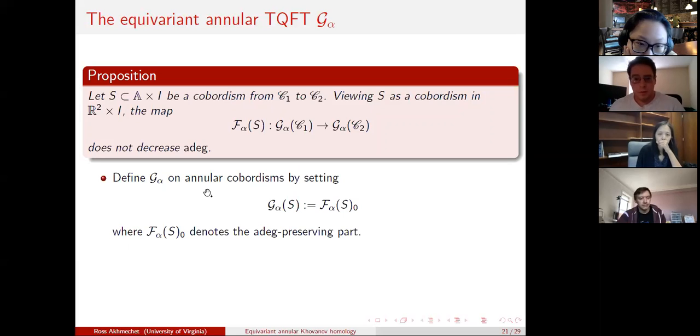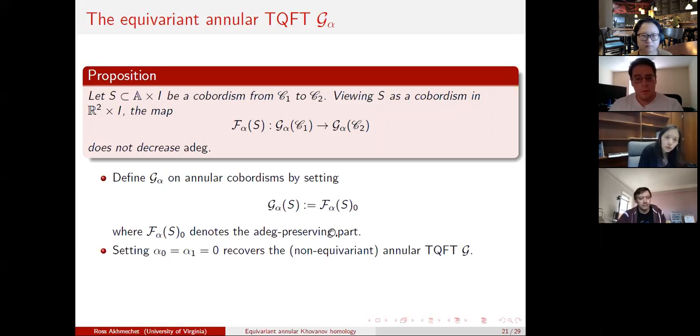And you define, as before, G alpha on an annular cobordism, say S, by just taking the degree 0 part of F alpha of S. So by the proposition, F alpha of S is a sum: a term f alpha s of 0, which preserves annular degree, and some term that strictly increases it. And you just remember the one that preserves it. So setting the variables equal to 0, you just get back g.